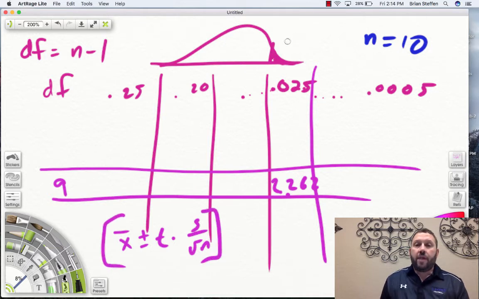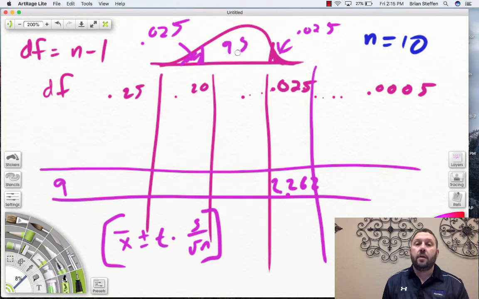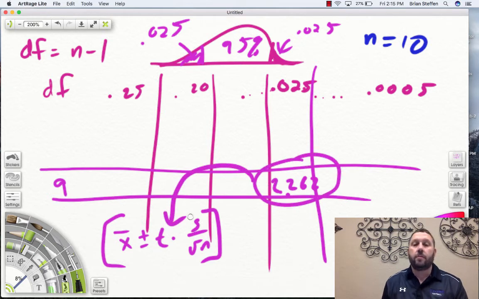All right, 0.025. If this is 0.025, that means the other tail, although not shaded in the picture, is also 0.025, grand total of 5%. That means that's in the 95% confidence interval column. If you look to the very bottom of 0.025, it says 95%. So in a 95% confidence interval, this is the number that I use right there.